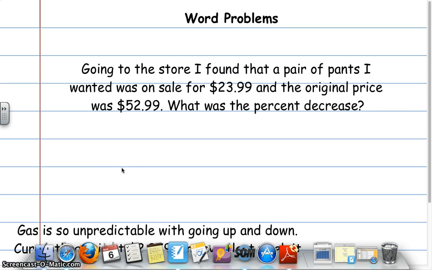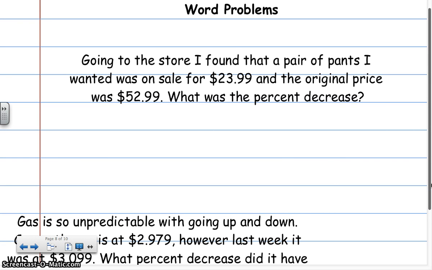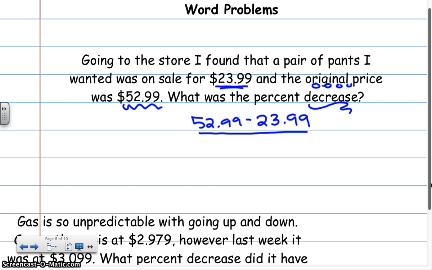So we can extend this concept to word problems. The following word problem says, I'm going to the store. I found that a pair of jeans I wanted was on sale for $23.99, and the original price was $52.99. What was the percent decrease? So I do my big number minus my small number all over where I started. Well, where did I start? Start is original. Original and start are the same thing.